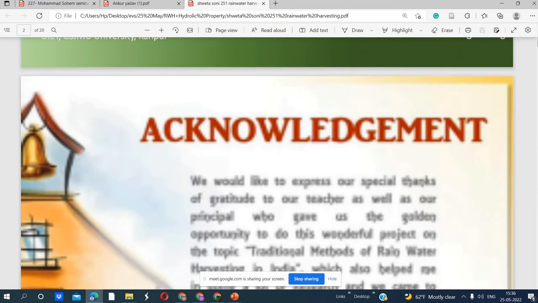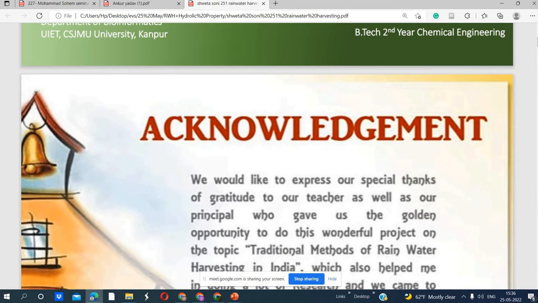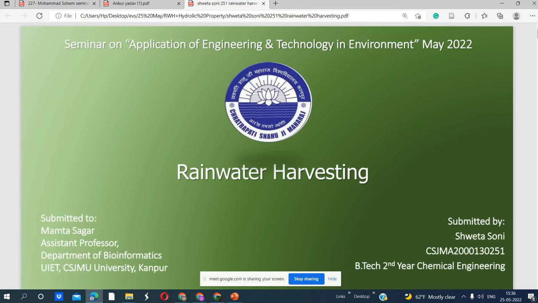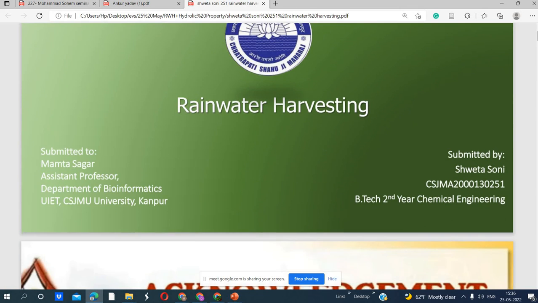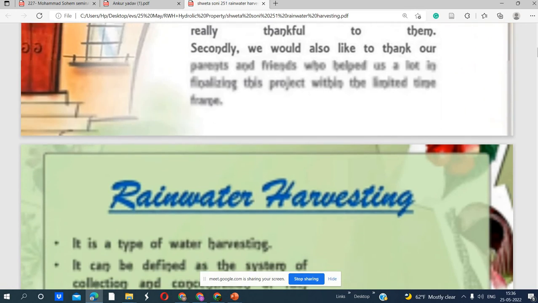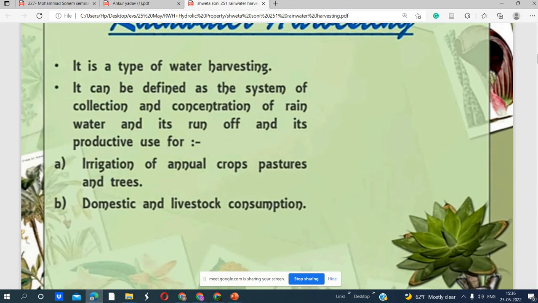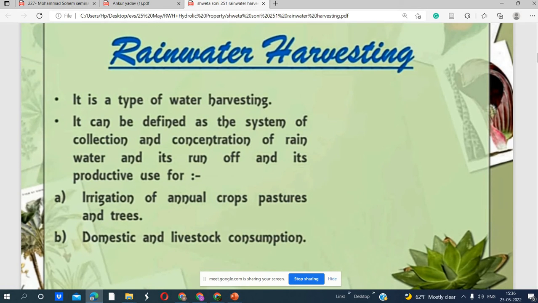Ma'am, please change the slide. So it is basically collection and storage of water, as I had said, and it is used for purposes like irrigation, domestic purposes, livestock consumption, and for watering the trees. Ma'am, next slide now.